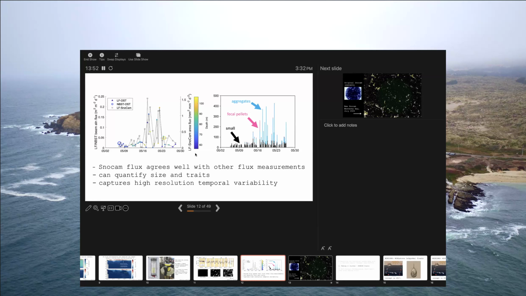So something that pops out from analyzing the SNOWCam images is that we got a consistent flux of small particles, but then we really started to see an increase in the flux of aggregates after about May 15th, May 16th, and that's really consistent with what the Sea Glider biooptical data was showing as well. And then our fecal pellet fluxes were even more variable, superimposed on that.